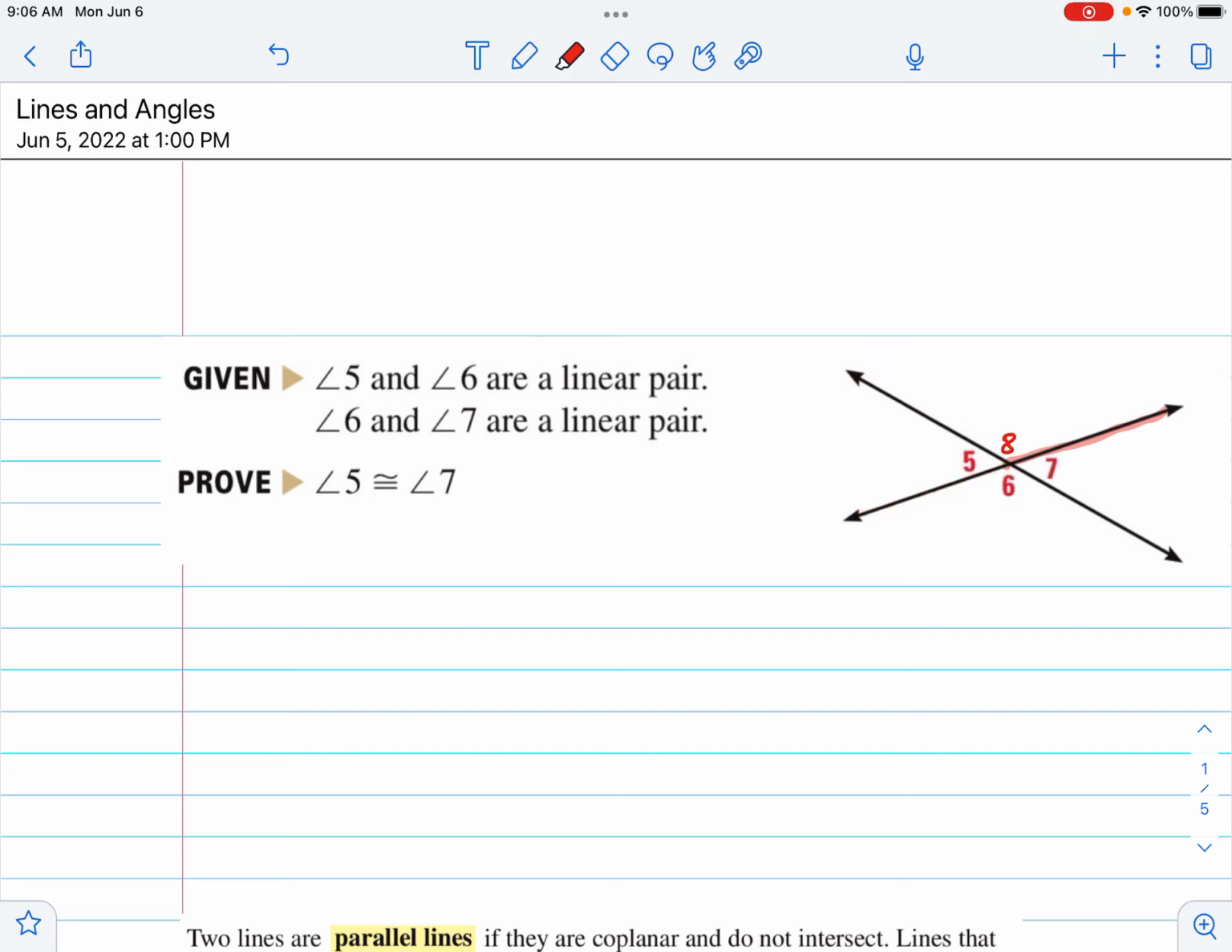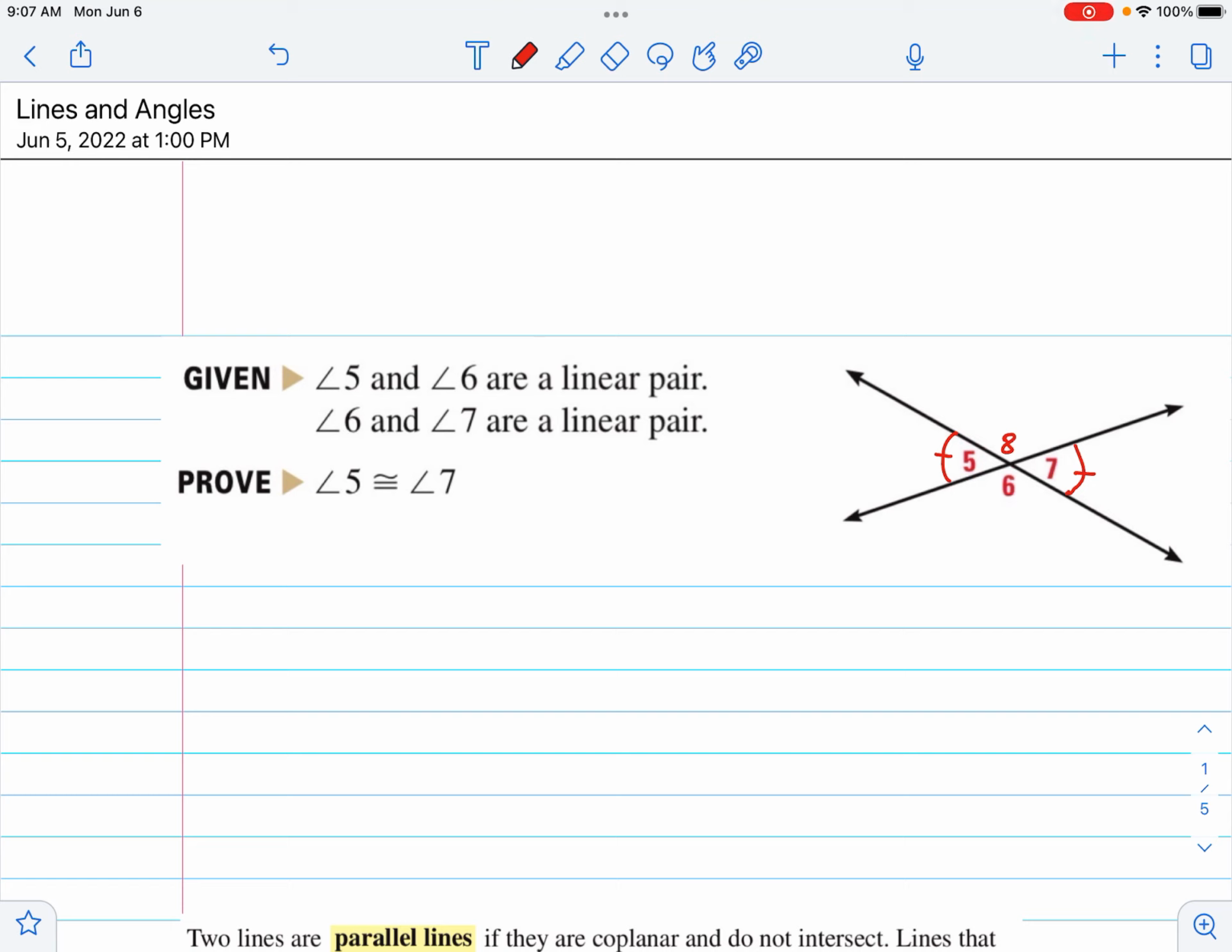Now, we know that linear pairs are supplementary. So we know that angle 5 and angle 6 add up to 180 if you look at the measure. What we want to do is prove that angle 5 is congruent to angle 7. In other words, the measure of angle 5 is equal to the measure of angle 7. Notice this angle and this angle, I'll put a note there. We're going to prove that those are equal.